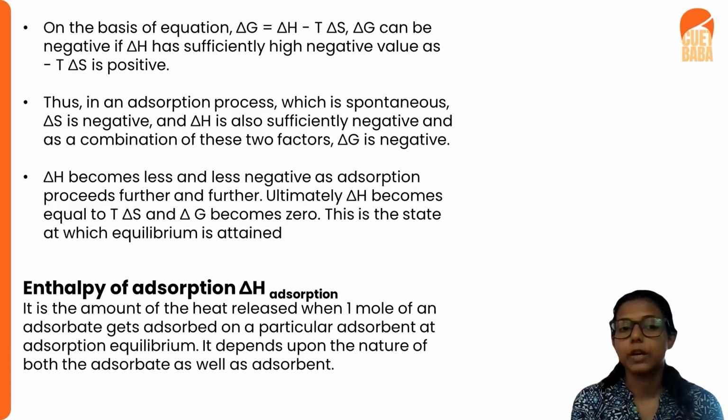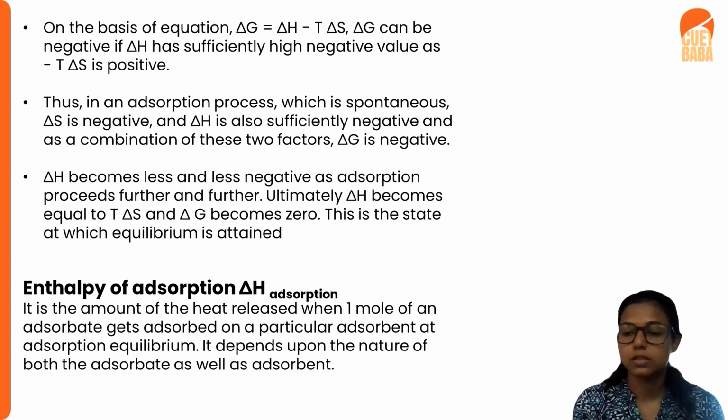Delta G can be negative if delta H has a sufficiently high negative value, or if minus T delta S is positive. In order for delta G to be a negative value, delta H should be highly negative, or the product, that is minus T delta S, should be positive. If T delta S is positive, the negative sign gives a more negative value. Thus, in a spontaneous adsorption process, a combination of these two factors makes delta G negative.